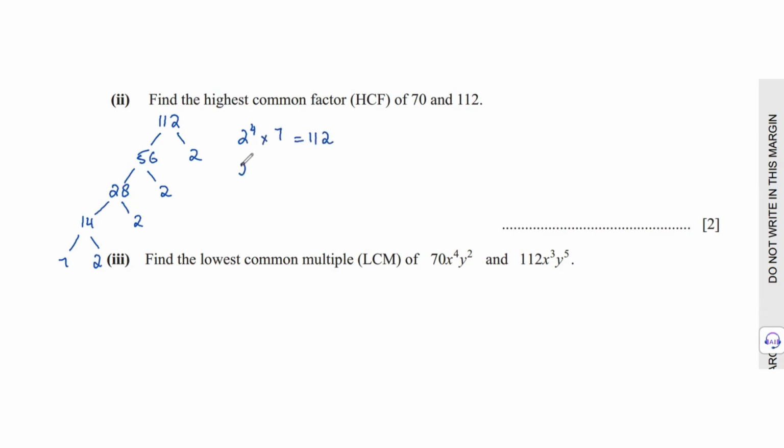And 70 was 2 times 5 times 7. So the highest common factor over here is 2. So the highest common factor over here is 1, 2, and the 7. So that's going to be 14 because 2 times 7 is 14.